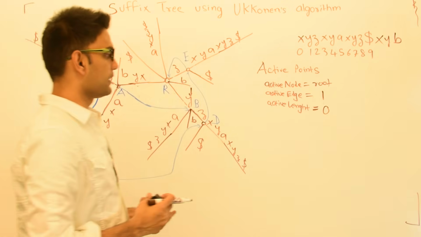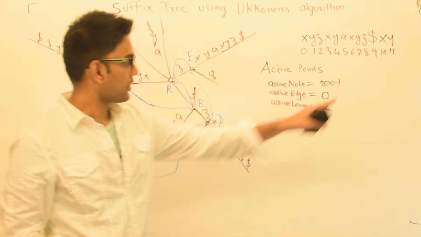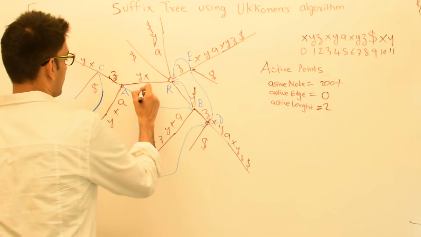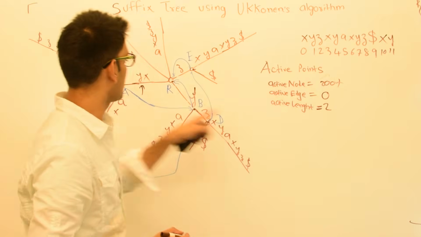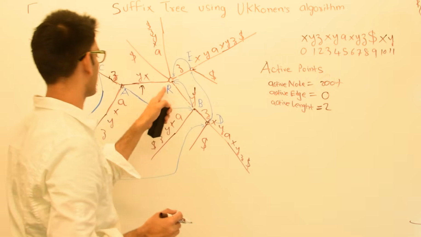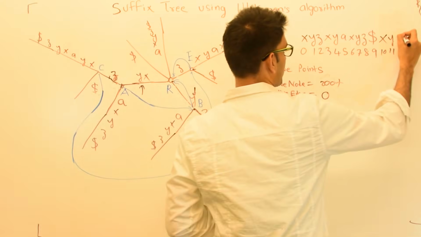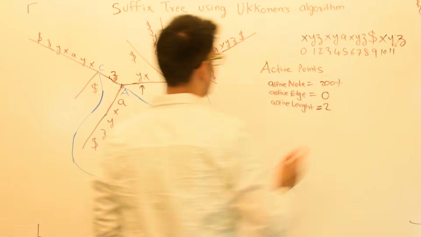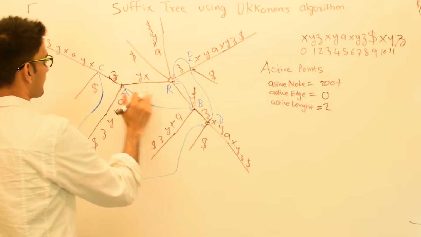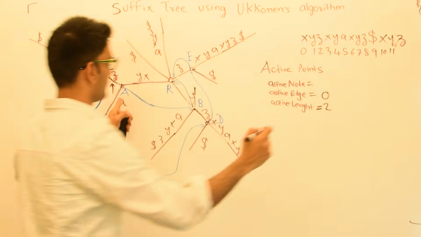Alright, let's look at the other rule for rule 3 extension and active points. Suppose we did not have b at the end here. So suppose we just finished y. So we would be here. Our active node will be root, our active edge index will be 0, which is moving in the direction of x, and active length is 2, so move 2 in the direction of x. So we would be here. Let's suppose the next character after this was z. So what happens is, we check, is there a path z from y? There is one, so we move here, and then our active node changes as we discussed. Our active node will then become A.